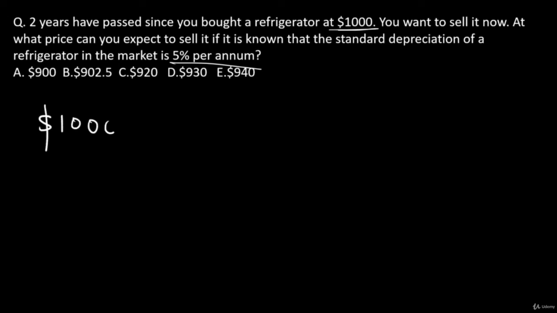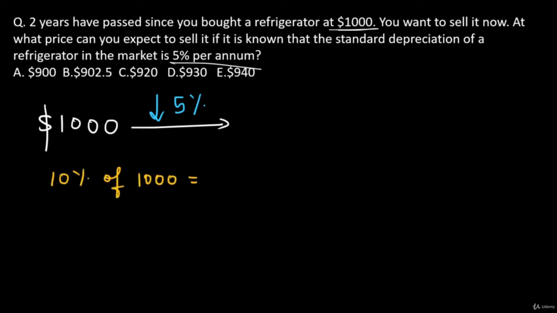Now initially the value of the refrigerator was $1,000. Now you have to reduce it by 5% because that's the depreciation, right? Now 10% of 1,000, that's equal to 100, right? How do we do that? We have 1,000 over here, and you just need to put the decimal point one place from the right. So that's 10% of 1,000, which is 100.